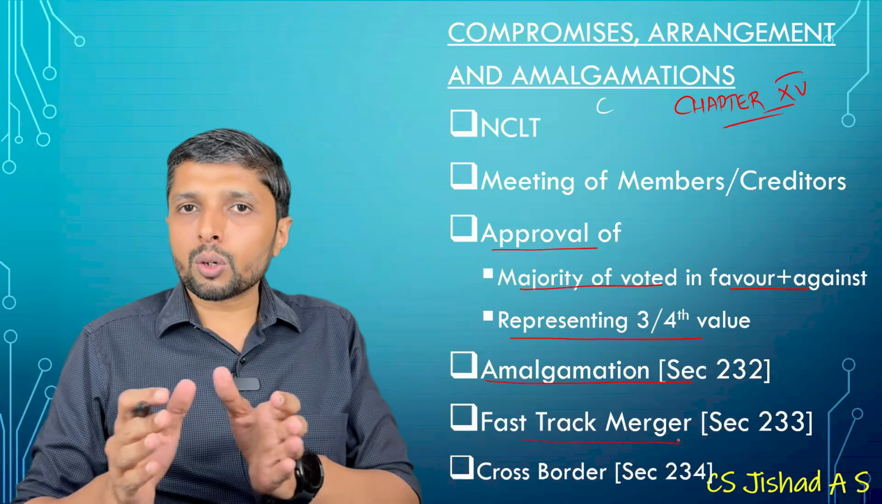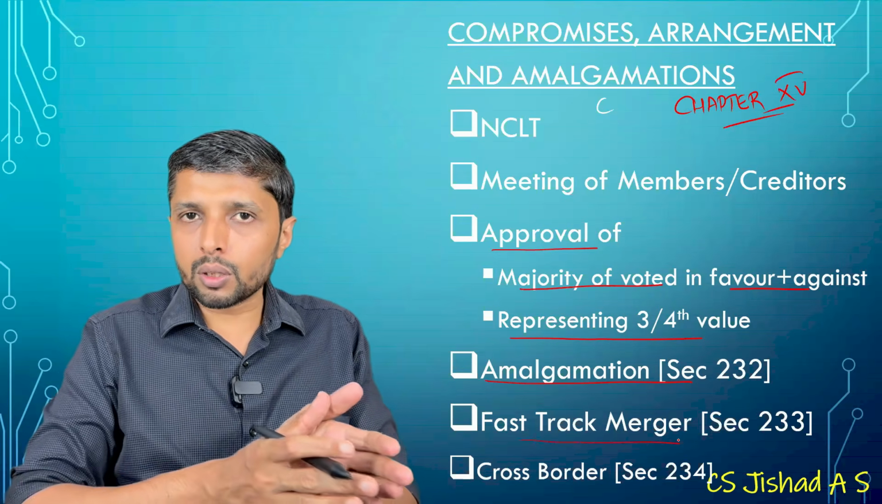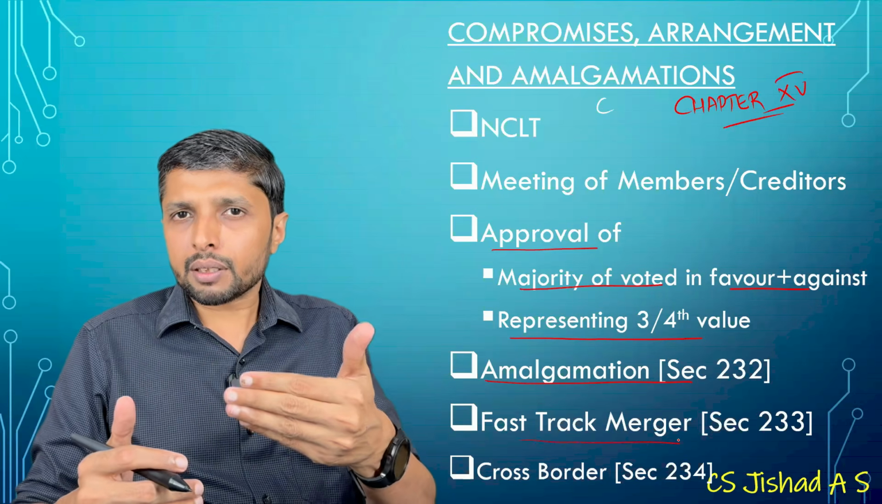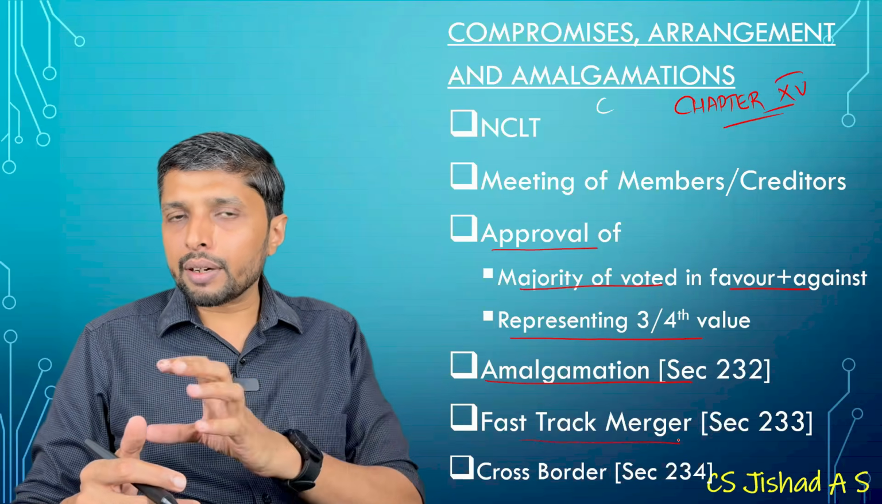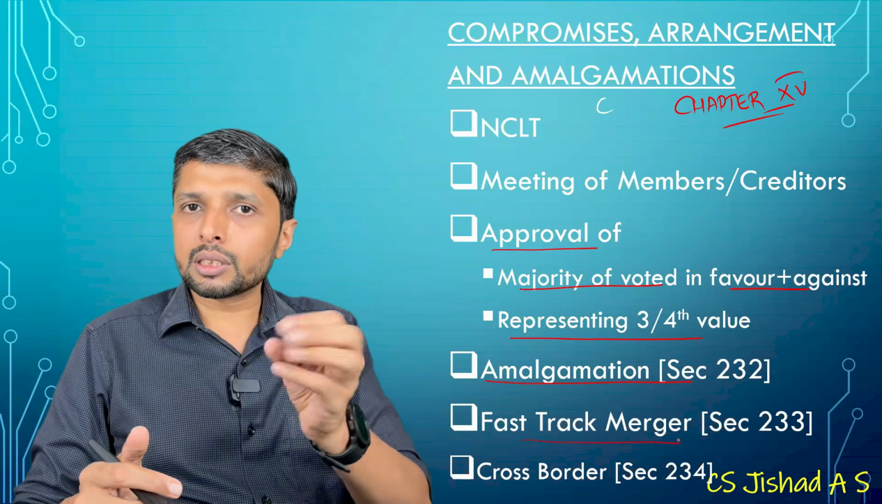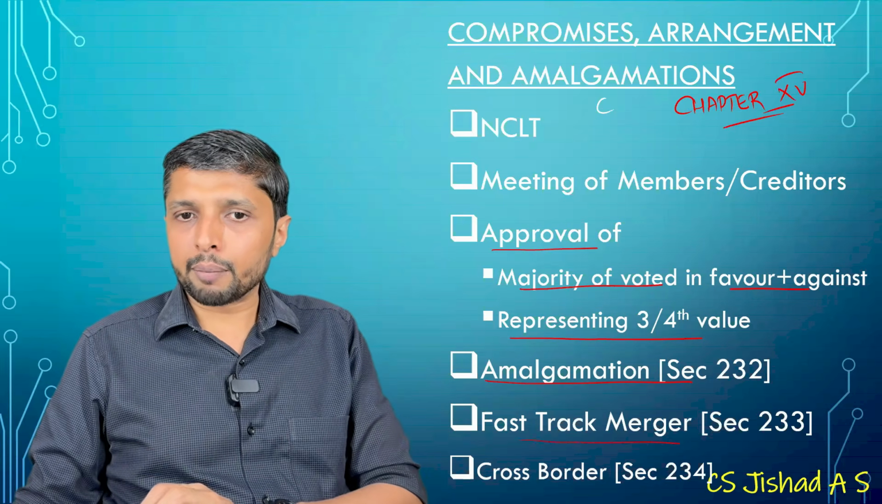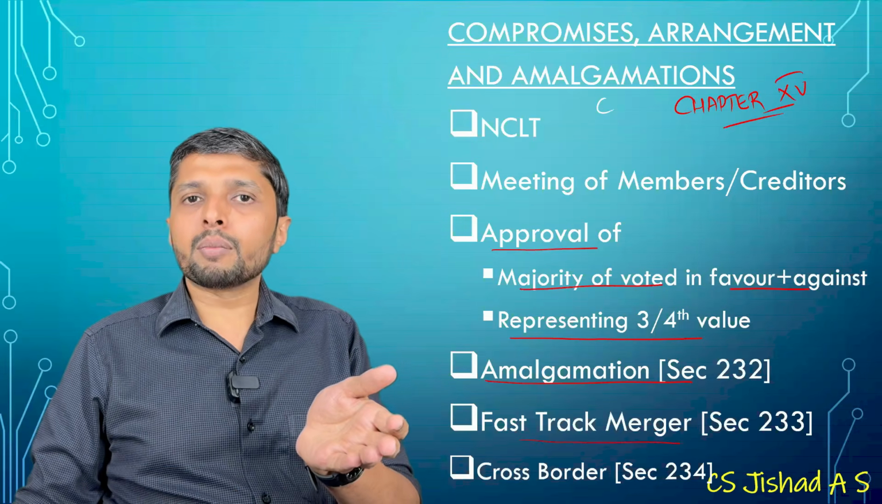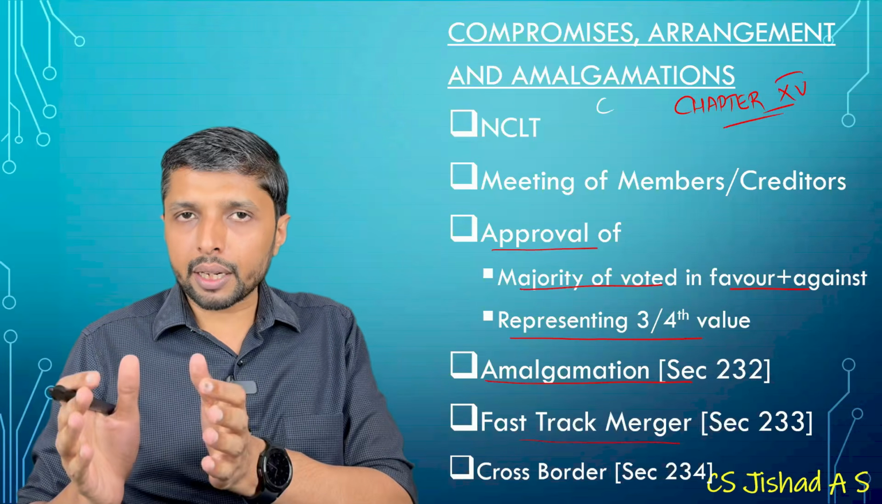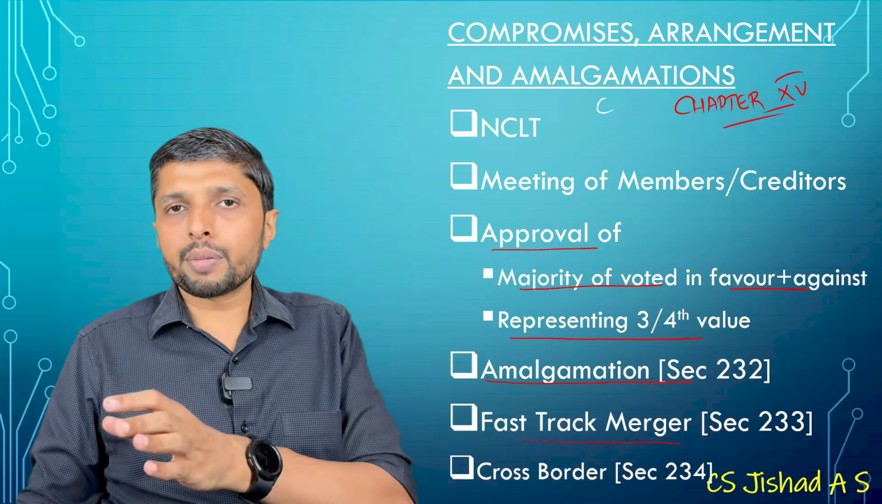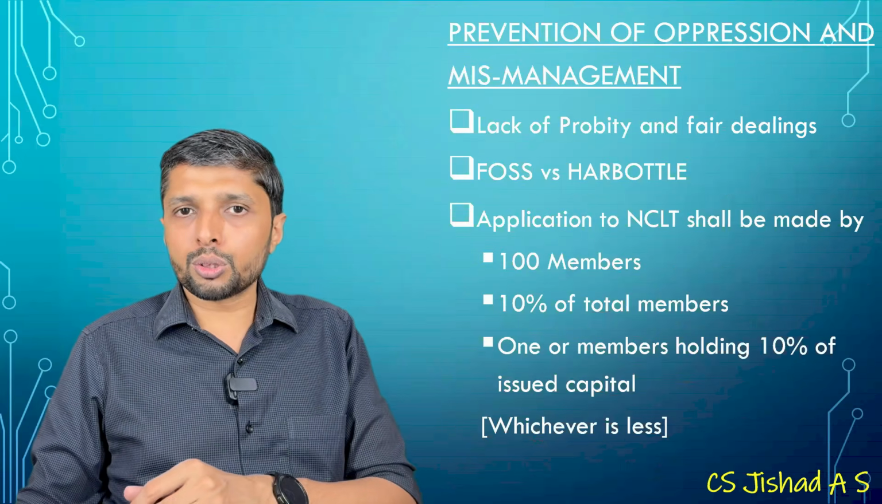Then you have the fast track merger. The fast track merger route will not go through the NCLT route. It is a time-saving provision. We have an amendment with respect to the fast track merger, which we have already discussed in your amendment session. Then there is cross-border merger, amalgamation between a company incorporated in India and a company incorporated in a notified jurisdiction.